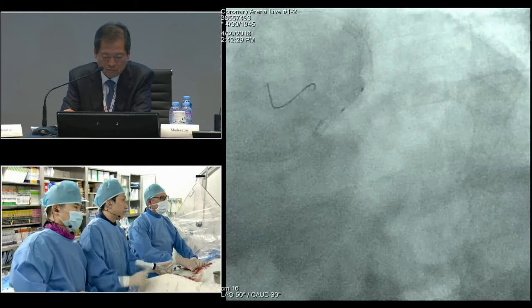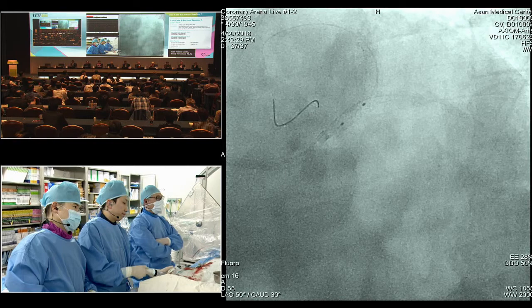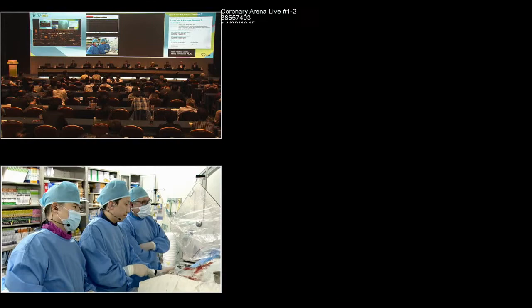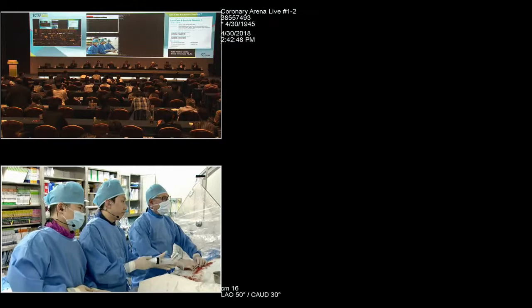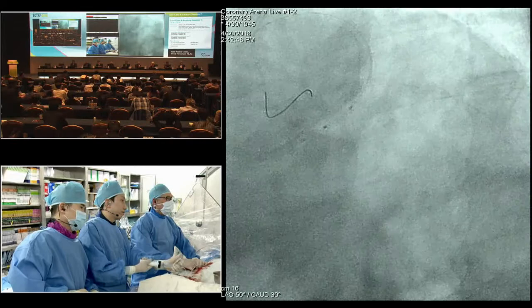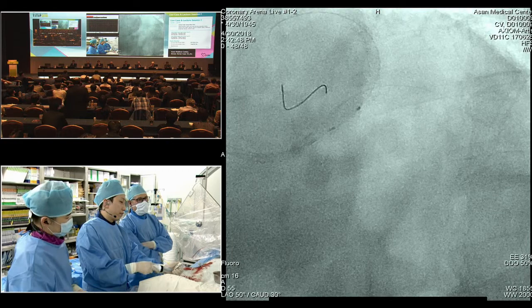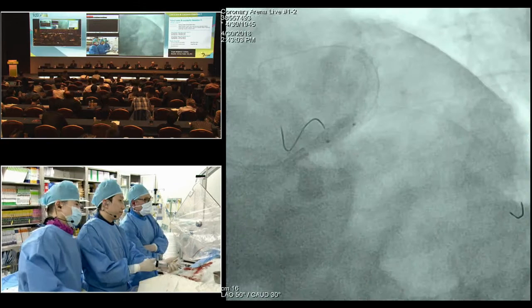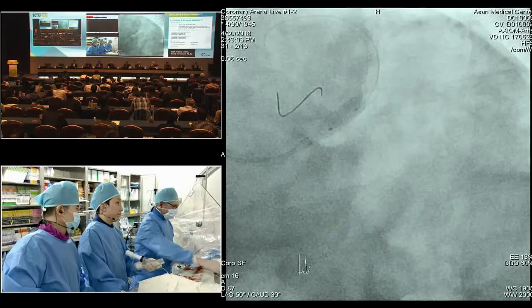16. 18. Okay. Off. And now we'll treat the ostium. Okay. 20, 4.75. Okay. Off. So you see the hemodynamic is very good. There is no drop in the pressure.